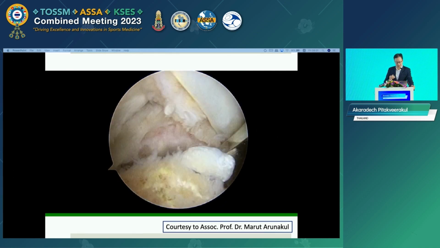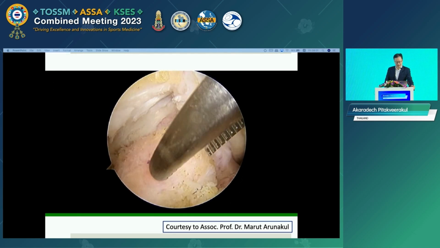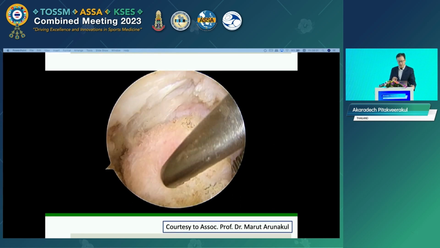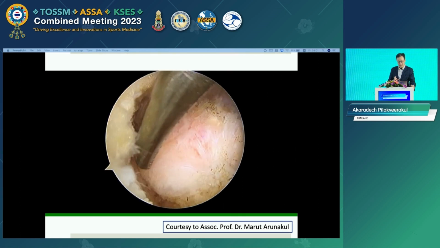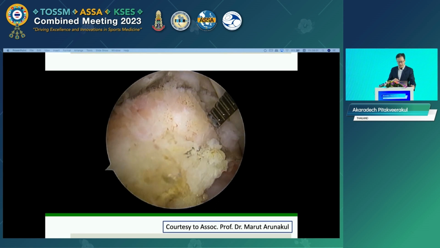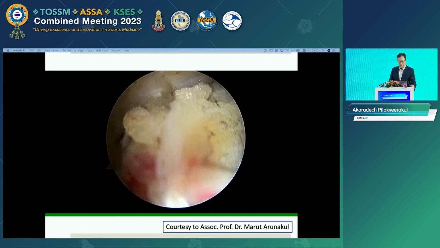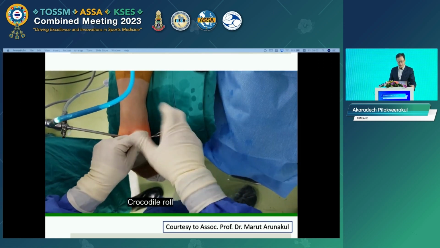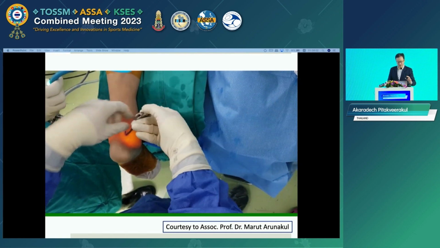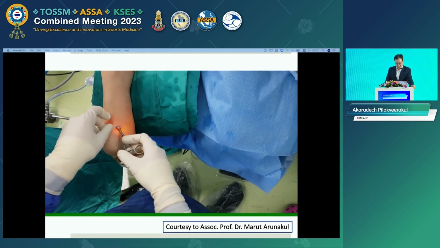After that, we use an osteotome to resect the synchondrosis and create free movement of the os trigonum. If the os trigonum is quite small, we can use the clamp and remove it in one piece with a rotating motion, like a crocodile roll. But if the os trigonum is quite large, we can grasp it or burr it into small pieces and remove it. This one could be removed easily in one piece with the crocodile clamp from the posteromedial portal.